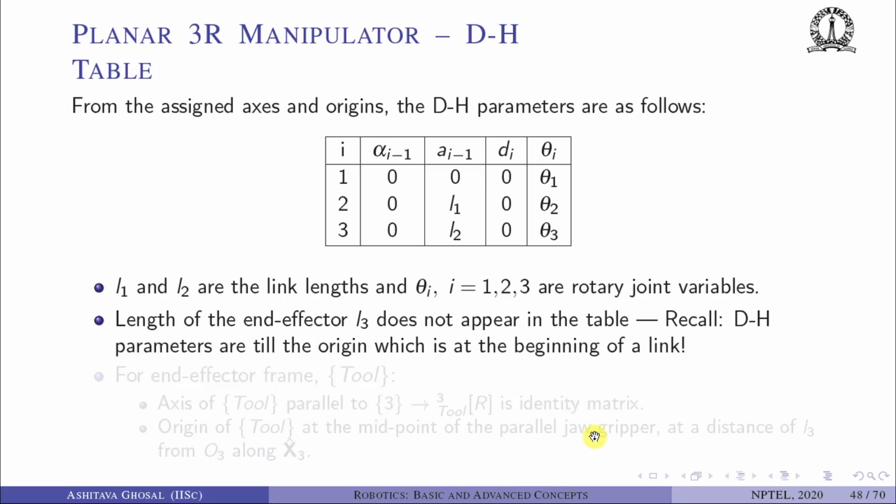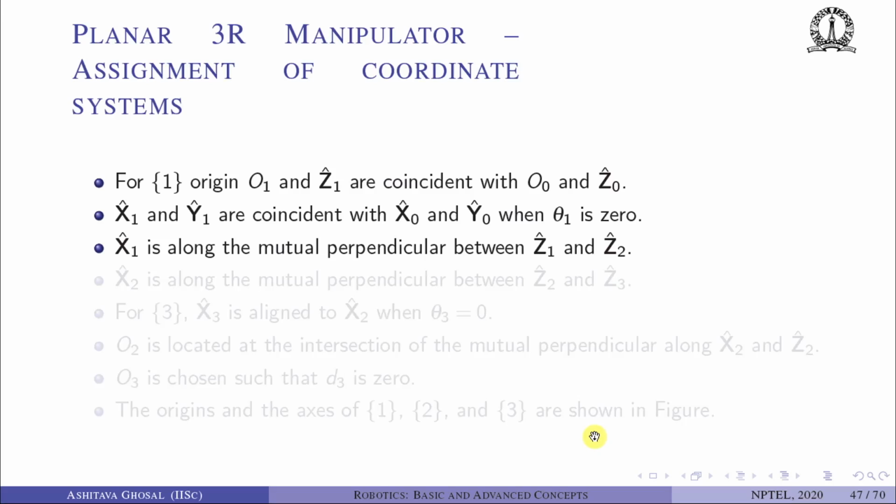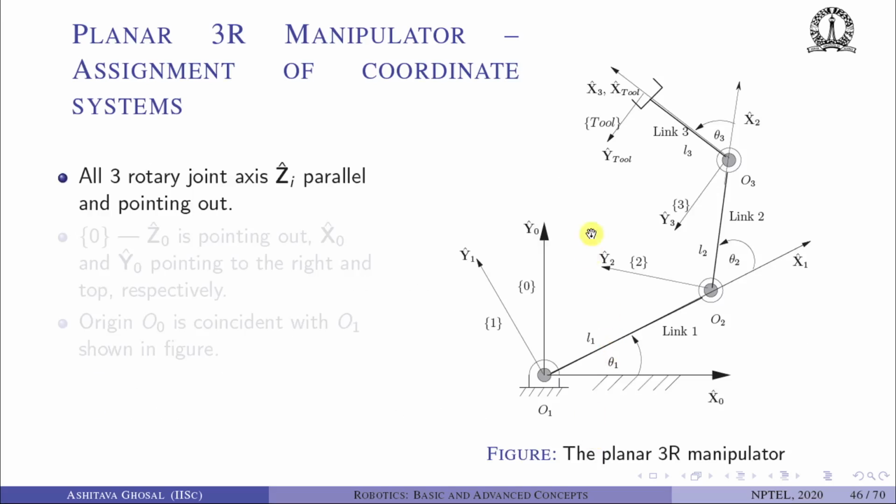So let's go back and see the picture once more. I have assigned a tool coordinate system at the midpoint of this parallel jaw gripper. The X3 and X tool coordinate system axes are parallel. So Y tool is here, Y3 is here. So the tool coordinate system is parallel to the third coordinate system. However, it is located at a distance L3 from the last origin, which is O3.